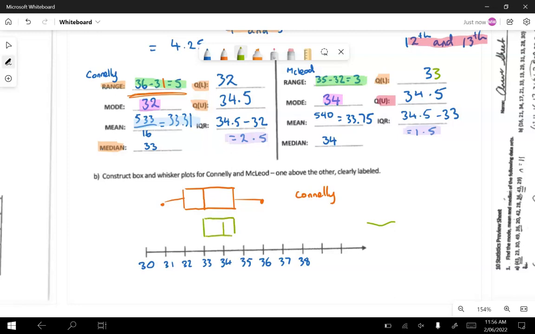Complete your box. Your minimum score was 32. Your maximum score was 35. Draw your whiskers. And all good. We're done. Better put his name in there too.